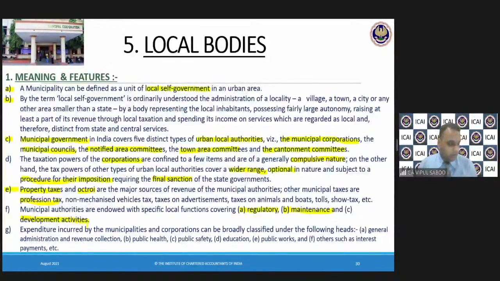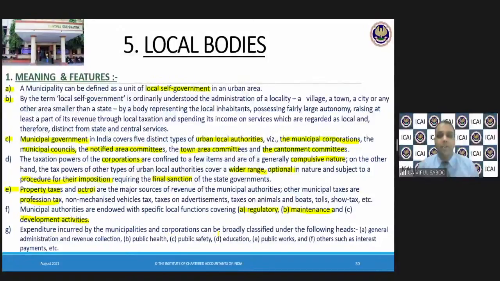Okay. Jamil, in your language, it is called Zakat Naka. Octroi in Hindi is Naka. In Punjabi, we call it Chungi. In Hindi, it is Naka. And Jamil is saying Zakat Naka. Okay. Whatever it is in your language, you might know it. So municipal authorities' functions are regulatory, maintenance, and development.